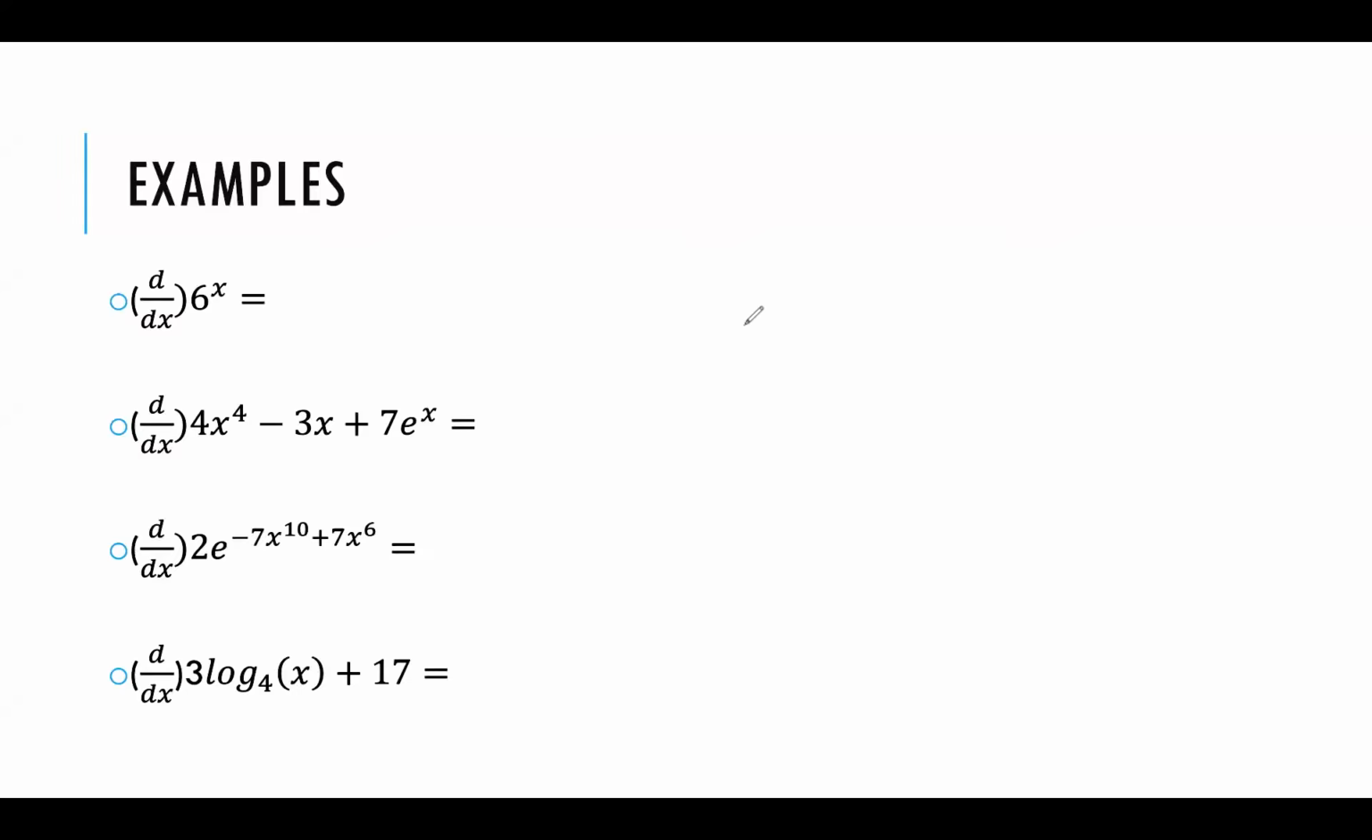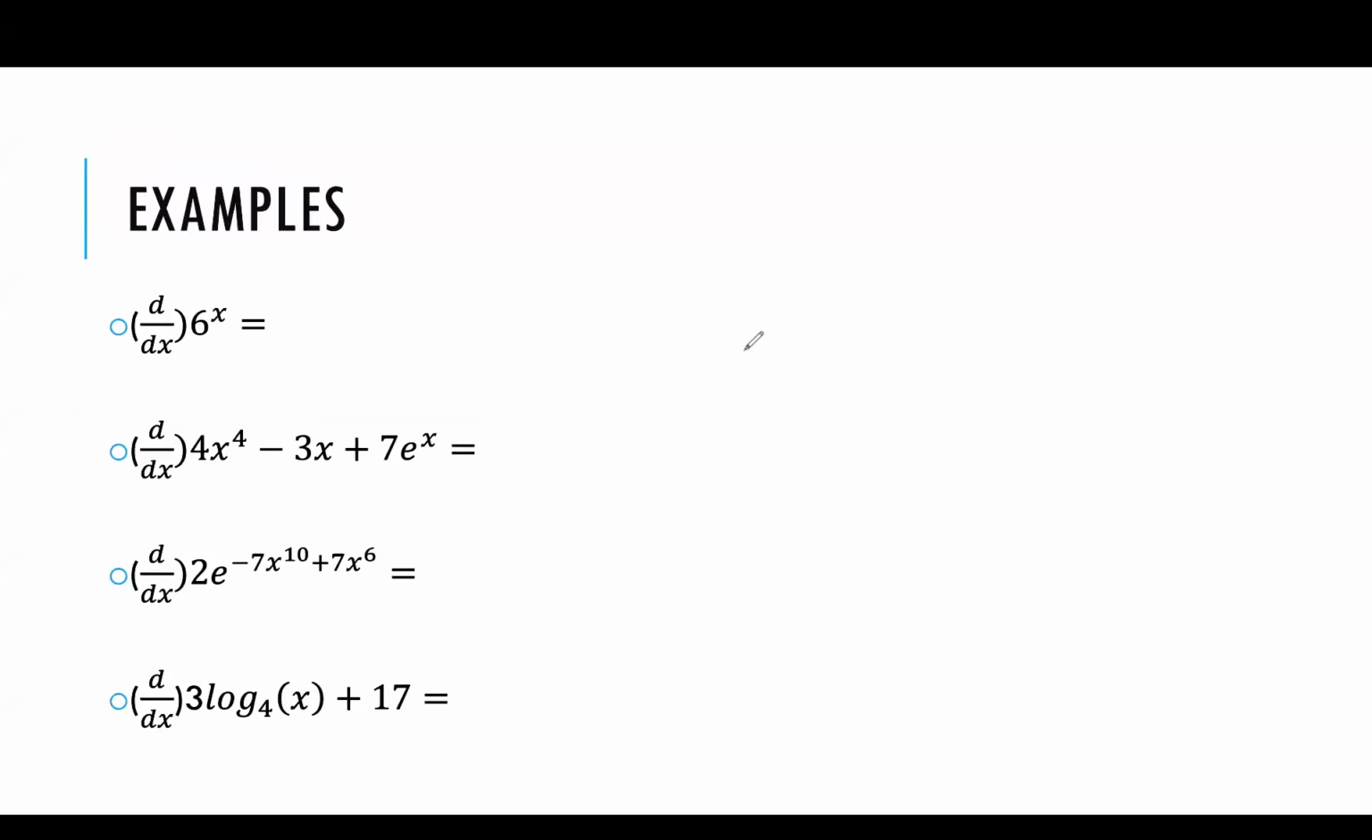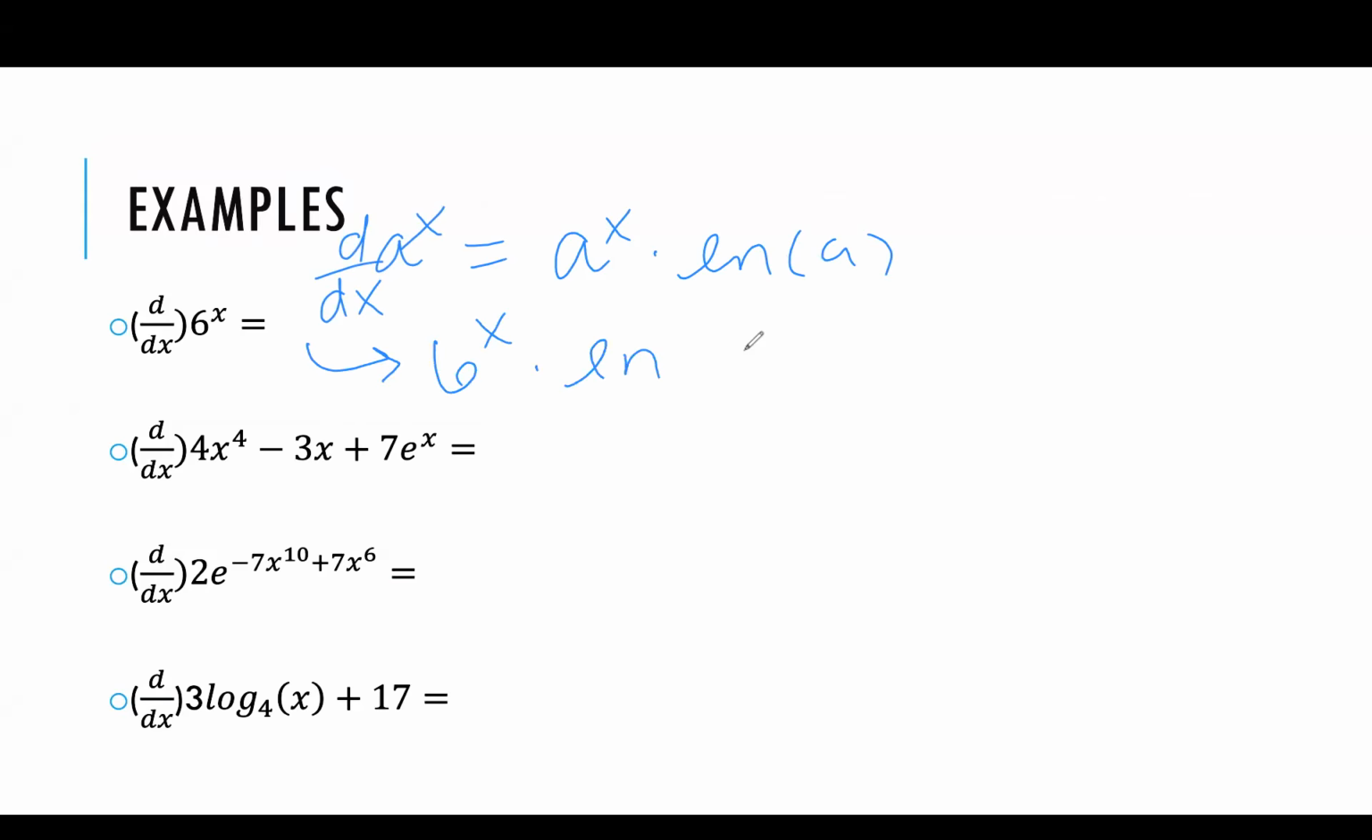Okay, so here we have an exponential function, 6 to the x, and this is going to be the a to the x function formula that I showed you guys. So the formula for d over dx of a to the x is equal to a to the x times ln a. So in this case, this is going to be equal to 6 to the x times ln 6. Okay, that's pretty easy, right?